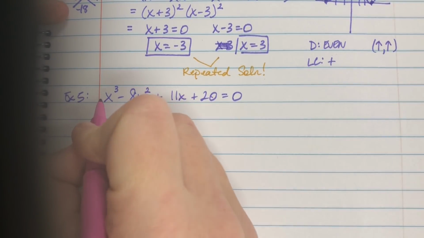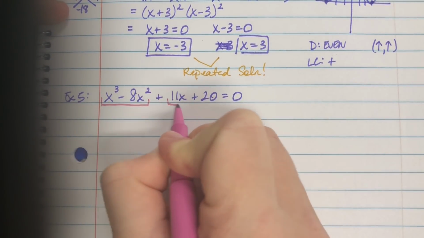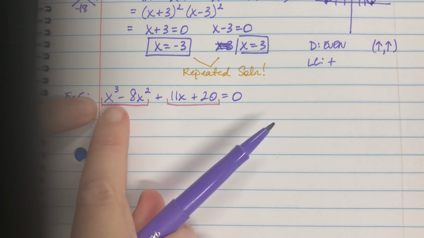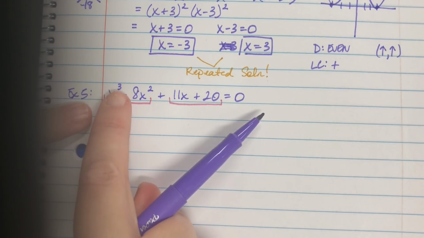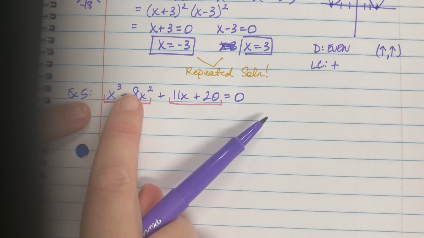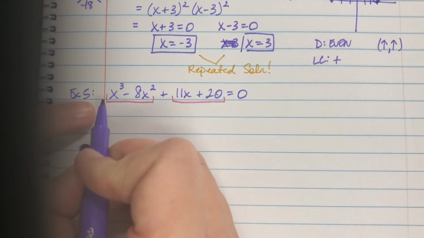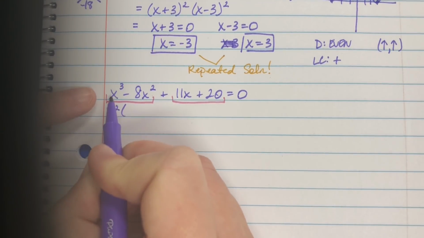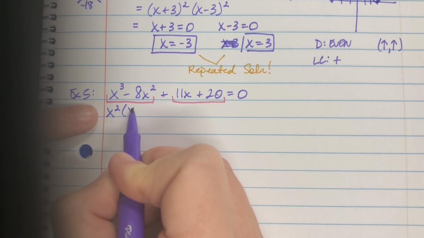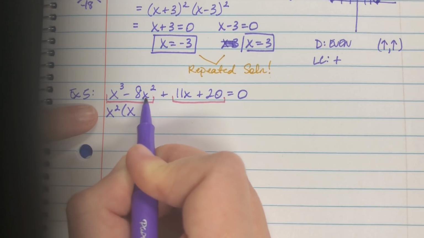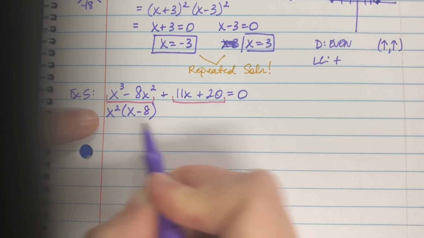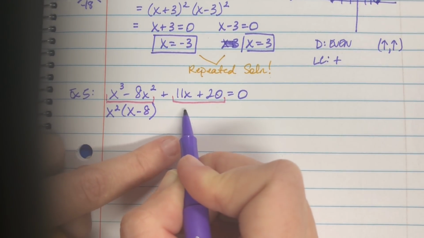It's grouping. We group the first two and group the last two. Grouping is pretty much a matter of GCF. Once we've grouped our first two, we're going to look for the GCF between x cubed and negative 8x squared. They both have at least 2 x's. X cubed divided by x squared leaves me with x. Negative 8x squared divided by x squared is negative 8. There's your GCF.